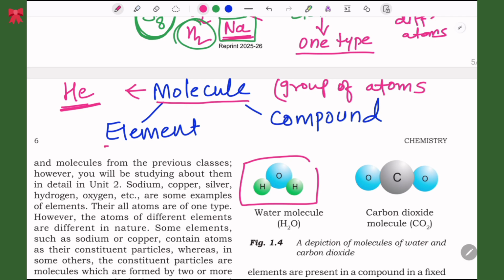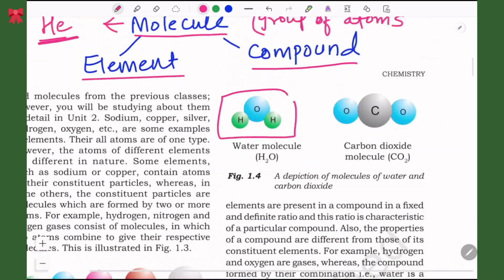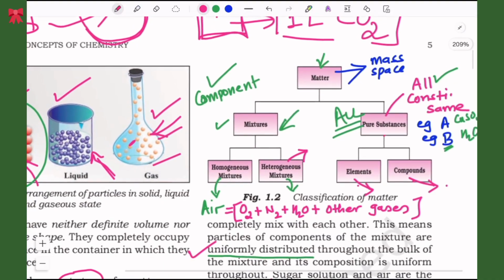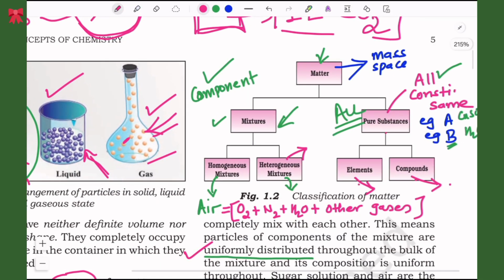If they are made up of only one type of atom, it is called an element. But if they are made up of different kinds of atoms, it is called a compound. So this point should be remembered, and I am sure you have understood this topic today. We have covered small topics like states of matter, and second, classification of matter. And this table which I have told you is quite important. Please go through this: how we classify matter into mixtures and pure substances.